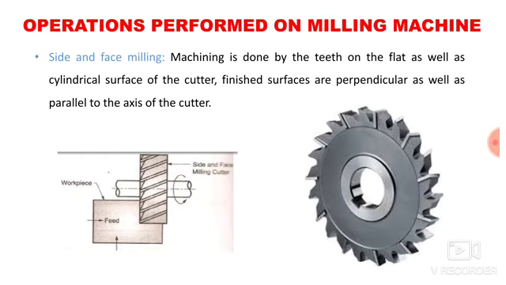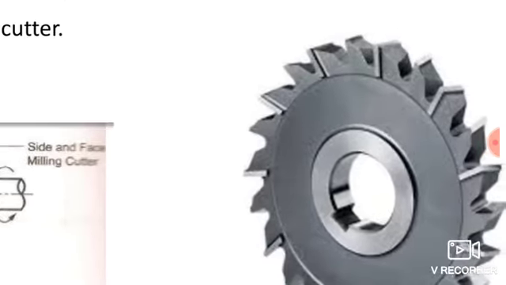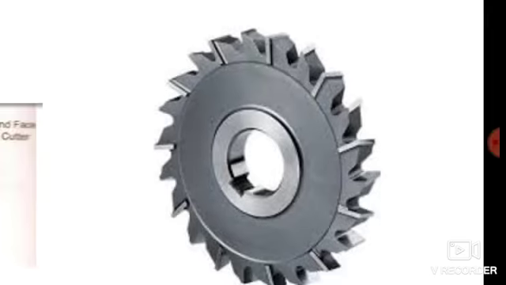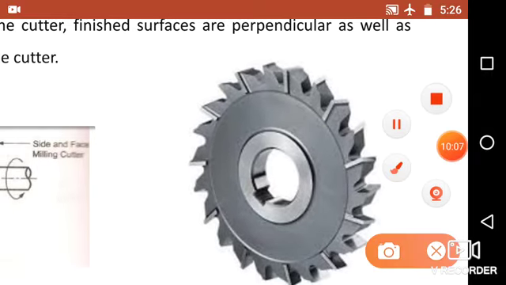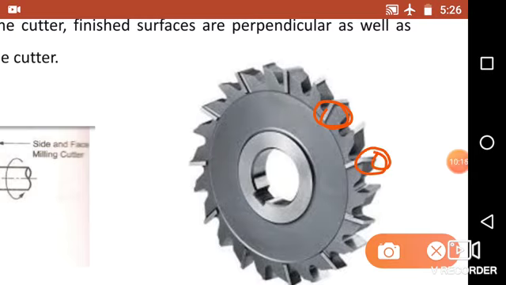Here you can see the side and face milling cutter. The machining is done with the help of these two teeth. This is the side teeth and this is over the periphery, right?